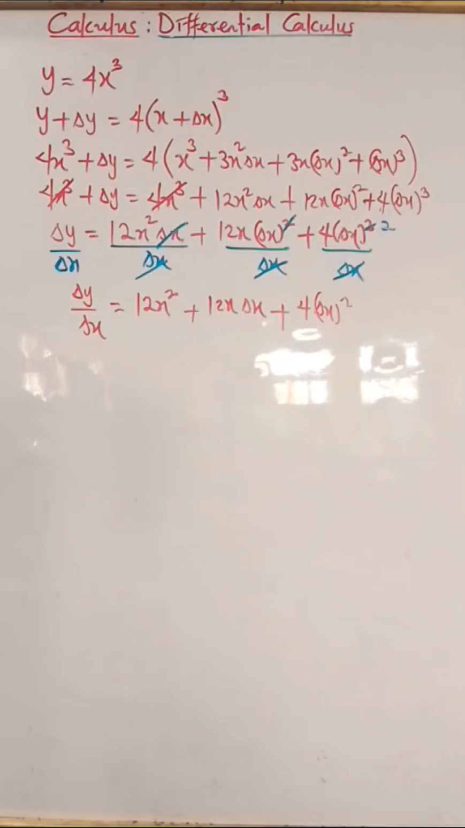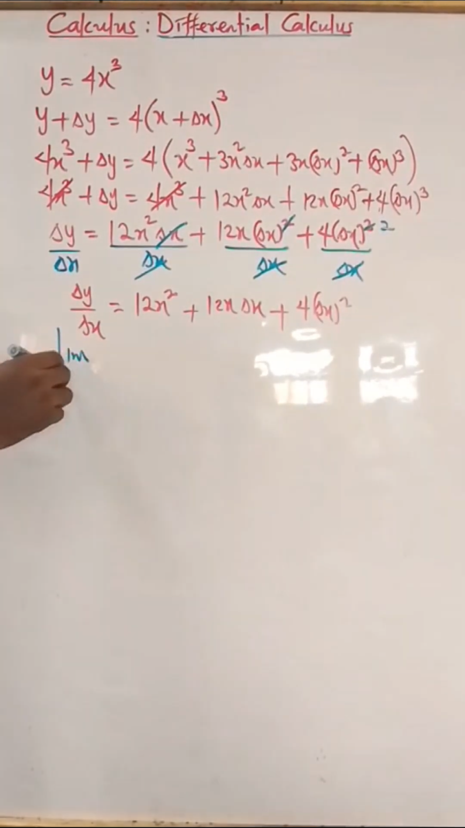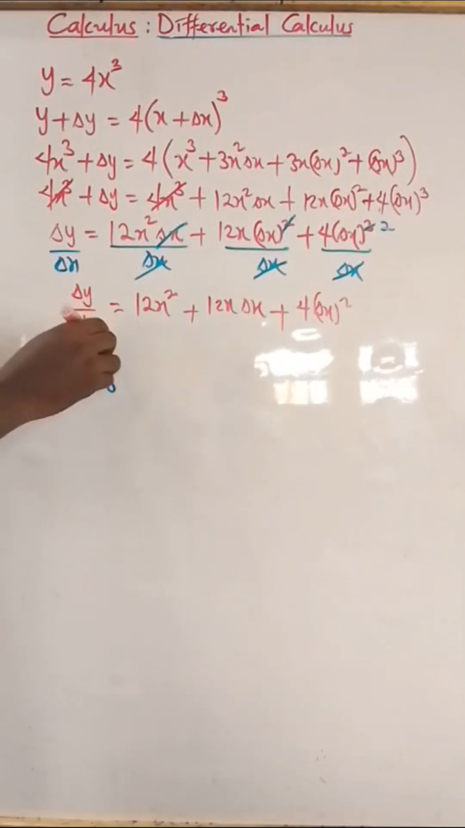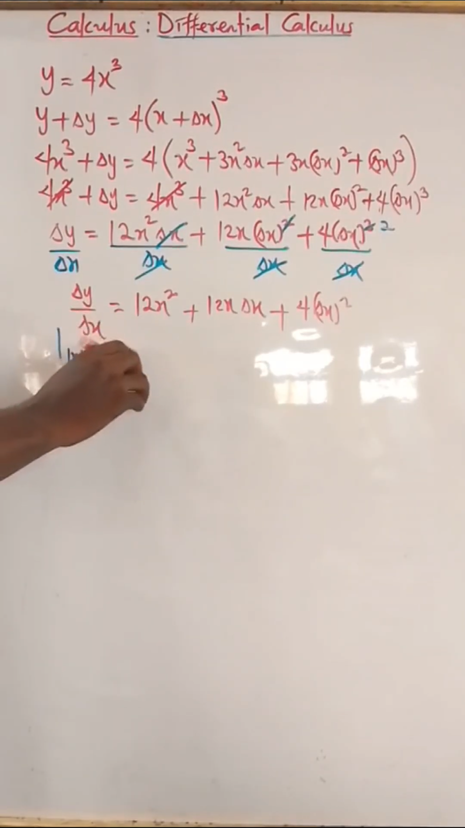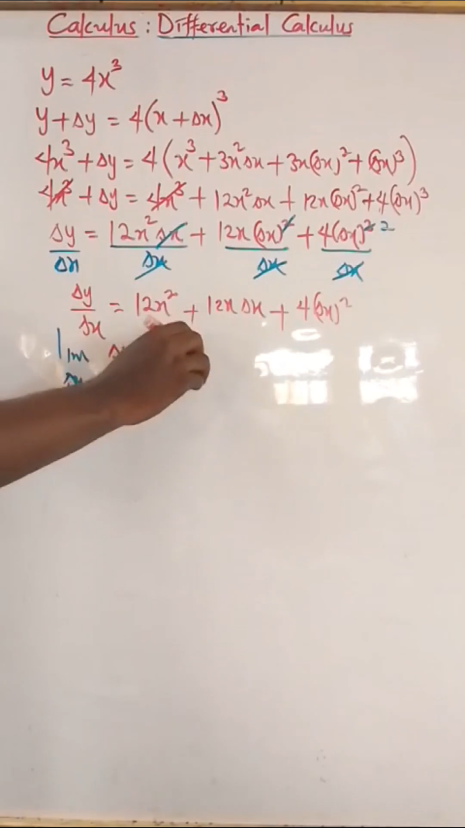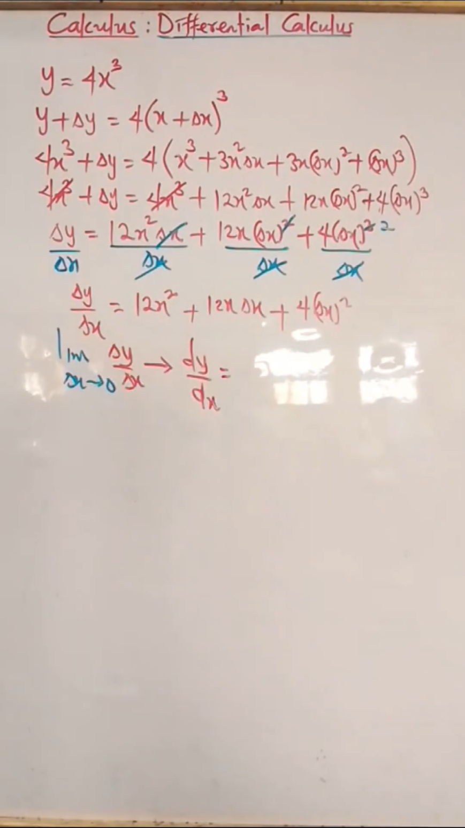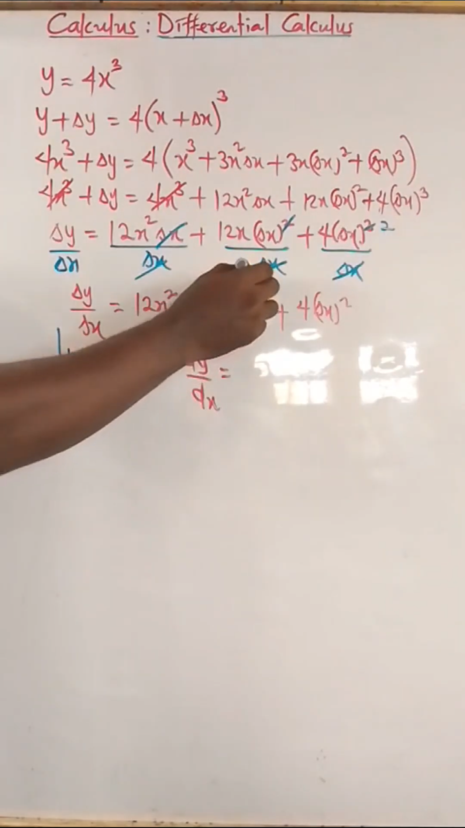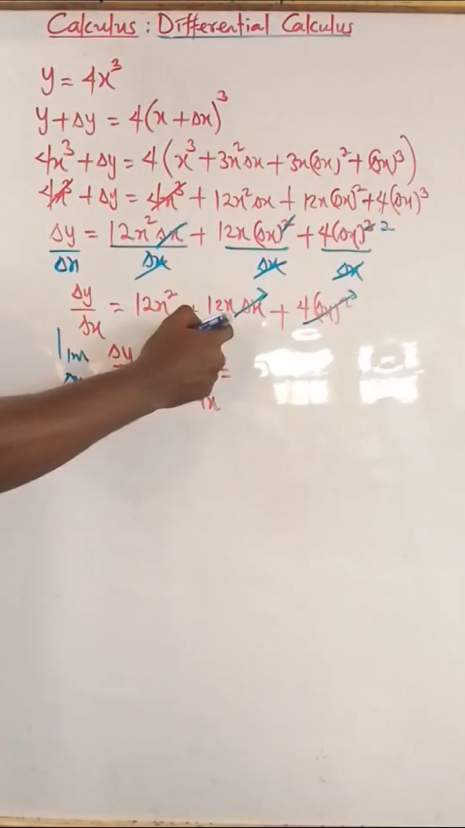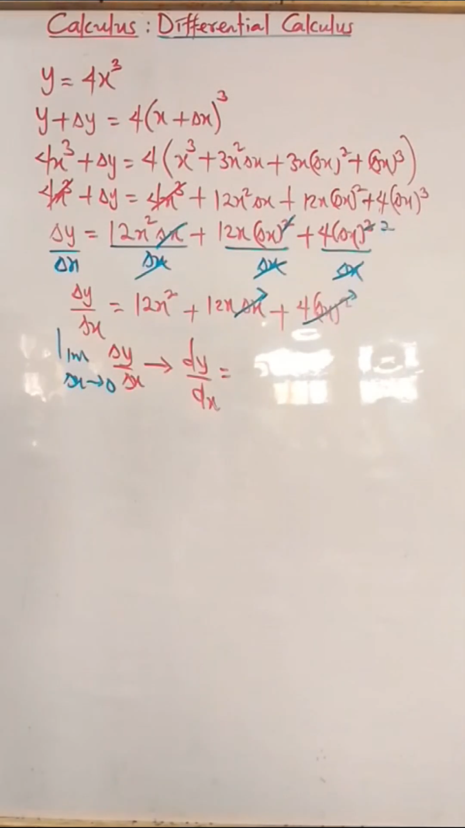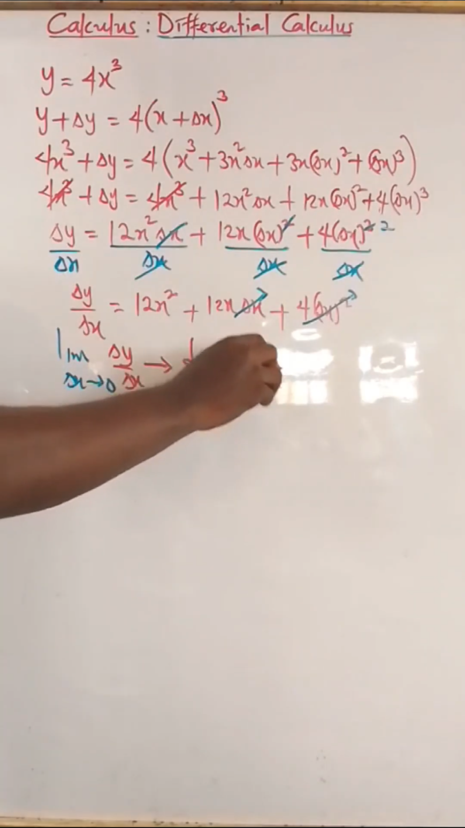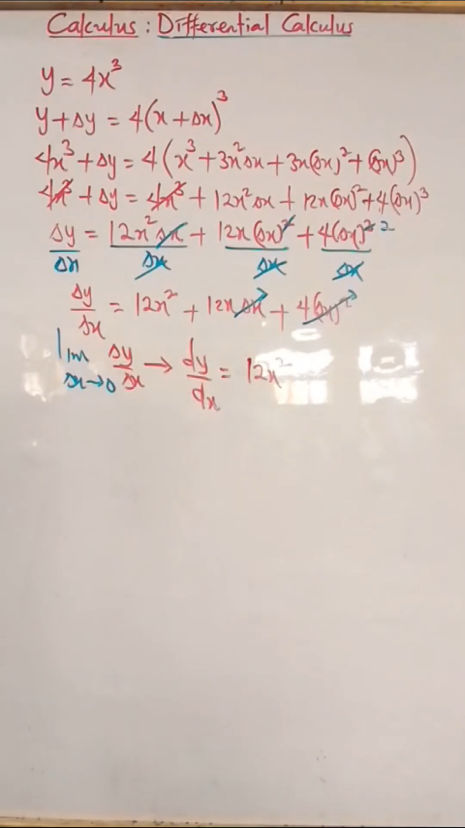What next? We have to limit. So limit as changing x tends to 0, our changing y to changing x becomes dy dx. And how do we get dy dx? By turning everywhere it's changing x to be 0. This one turns to 0, this turns to 0. So 0 times this, everything here becomes 0. So we are left with only 12x squared. And that is the answer.